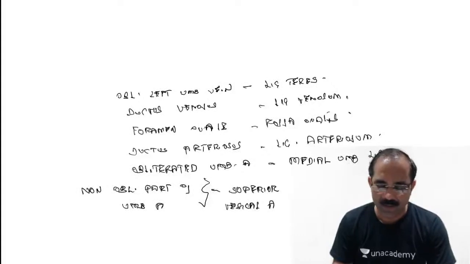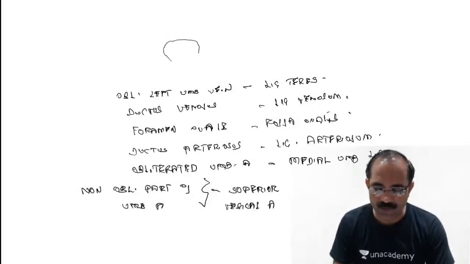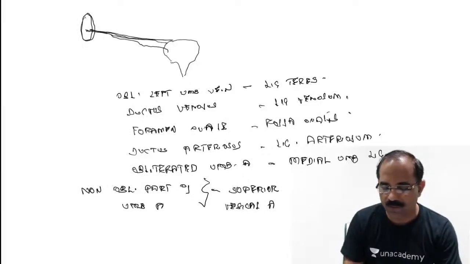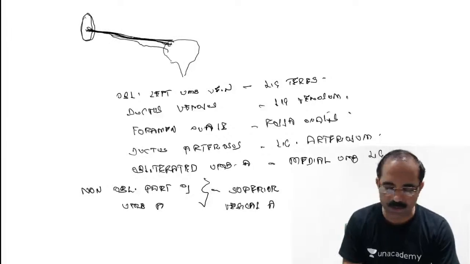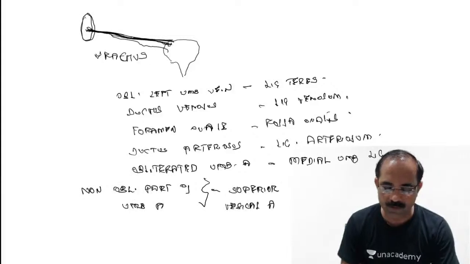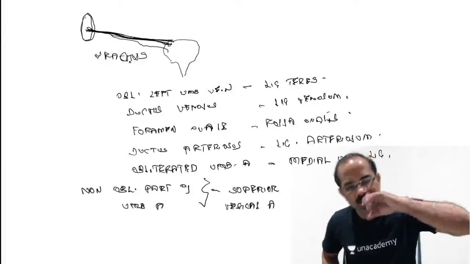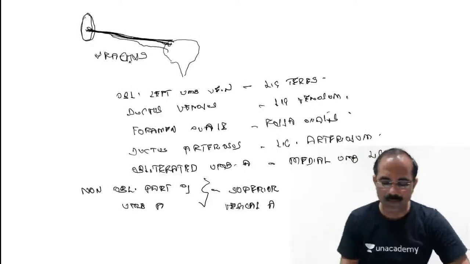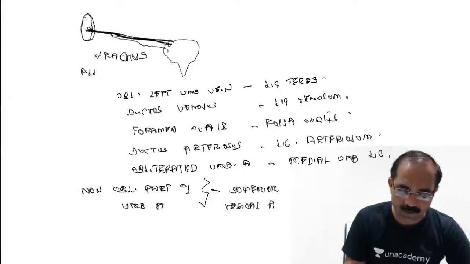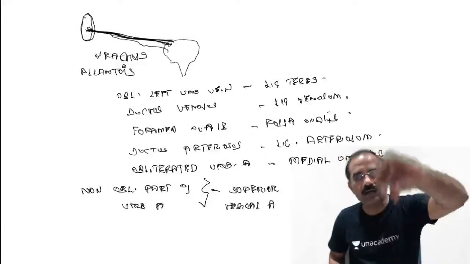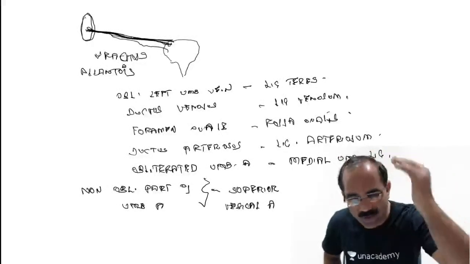Look, children, in fetal life the urinary bladder is connected to the umbilicus. In fetal life, the urinary bladder communicates with the umbilicus through the urachus, also known as the allantois. So in fetal life, there is a communication between the urinary bladder and the umbilicus. This is what we call the urachus or allantois.